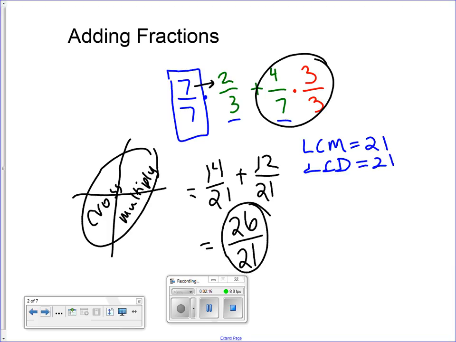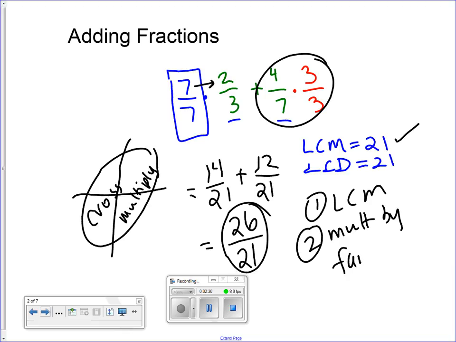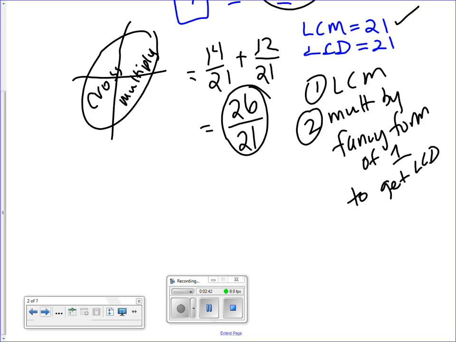So to recap, we found the least common multiple, and then we multiplied each fraction by a fancy form of 1 to get the least common denominator. And then the last part is that we added the numerators. So this is all review. We know how to add fractions like that. Now we can do it with variables.